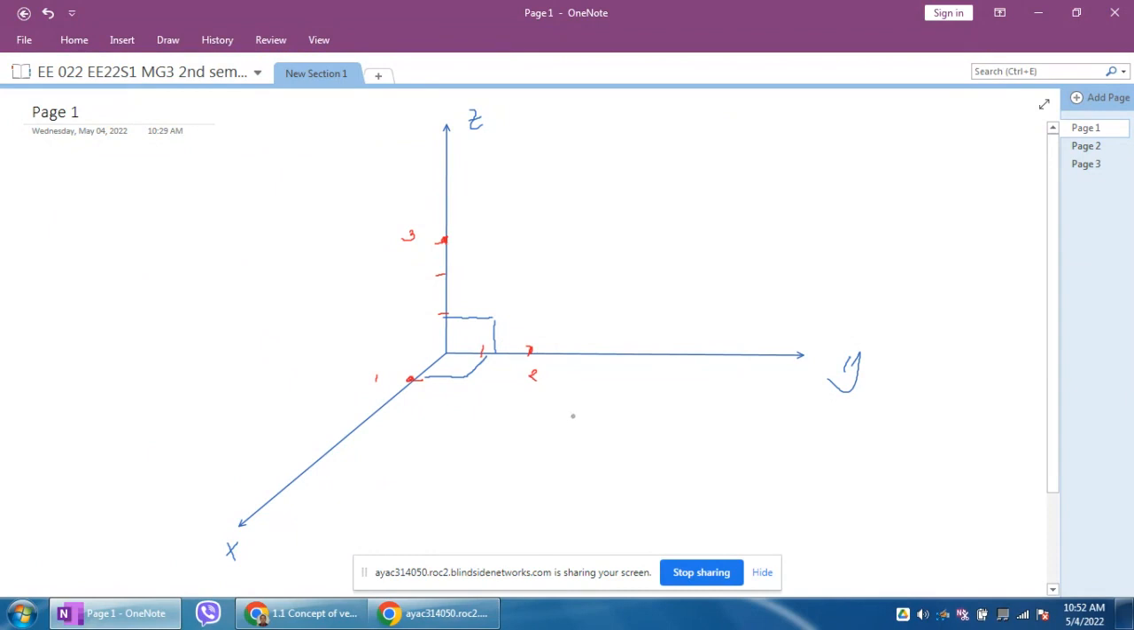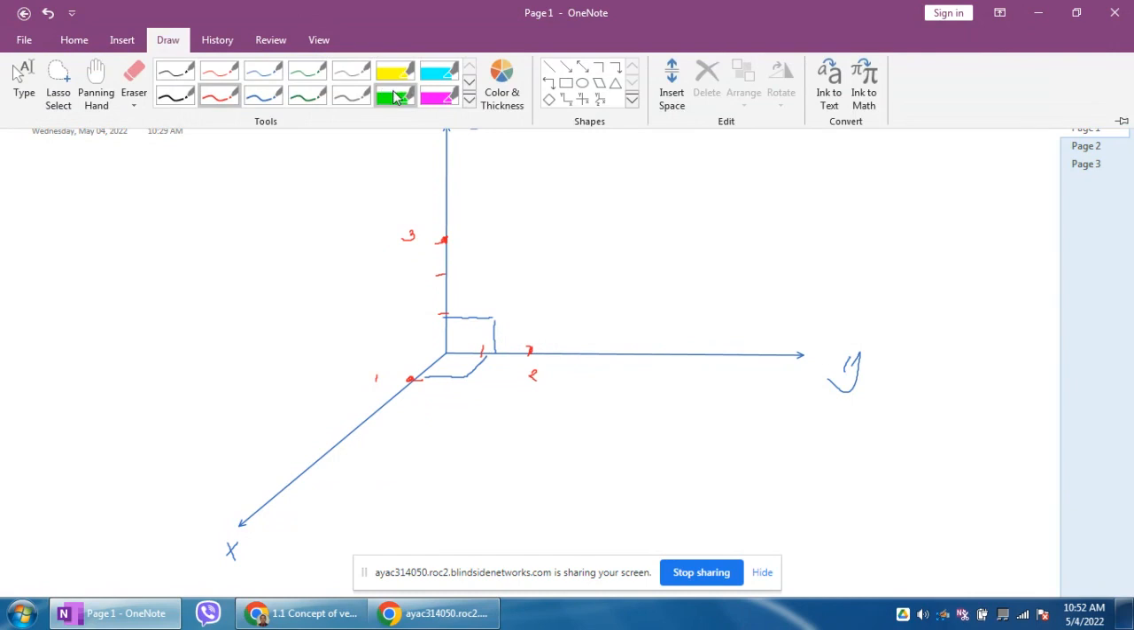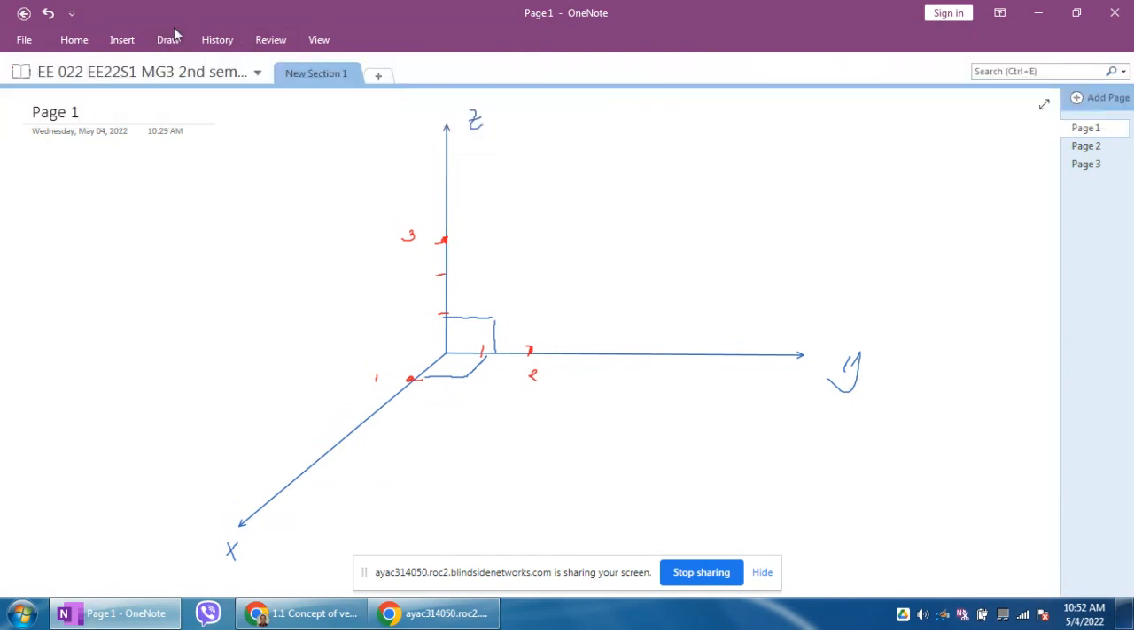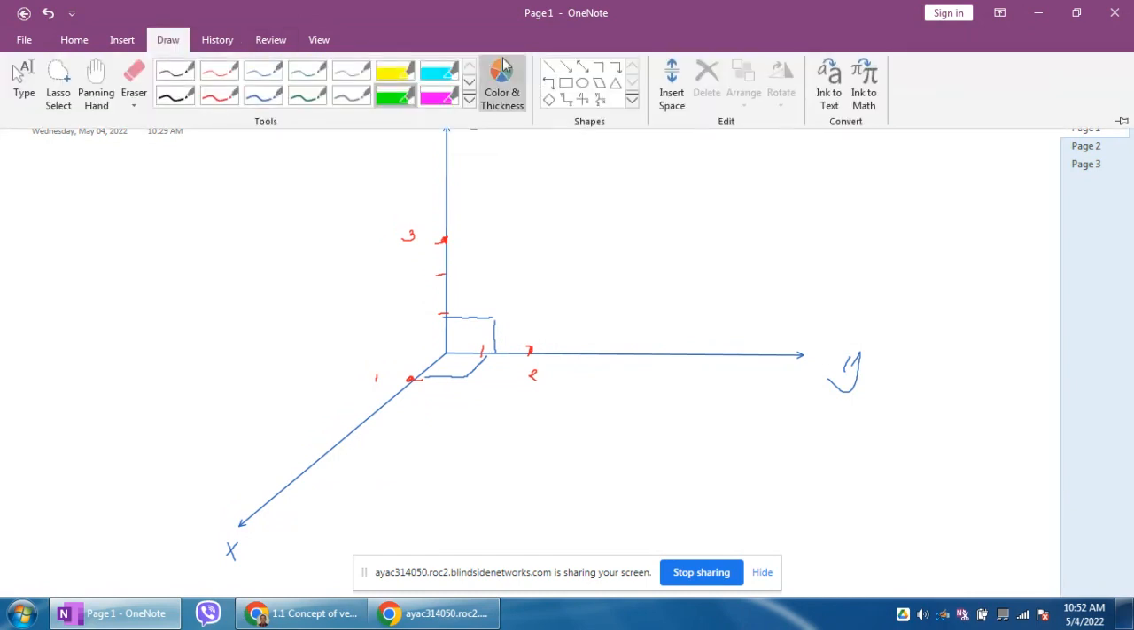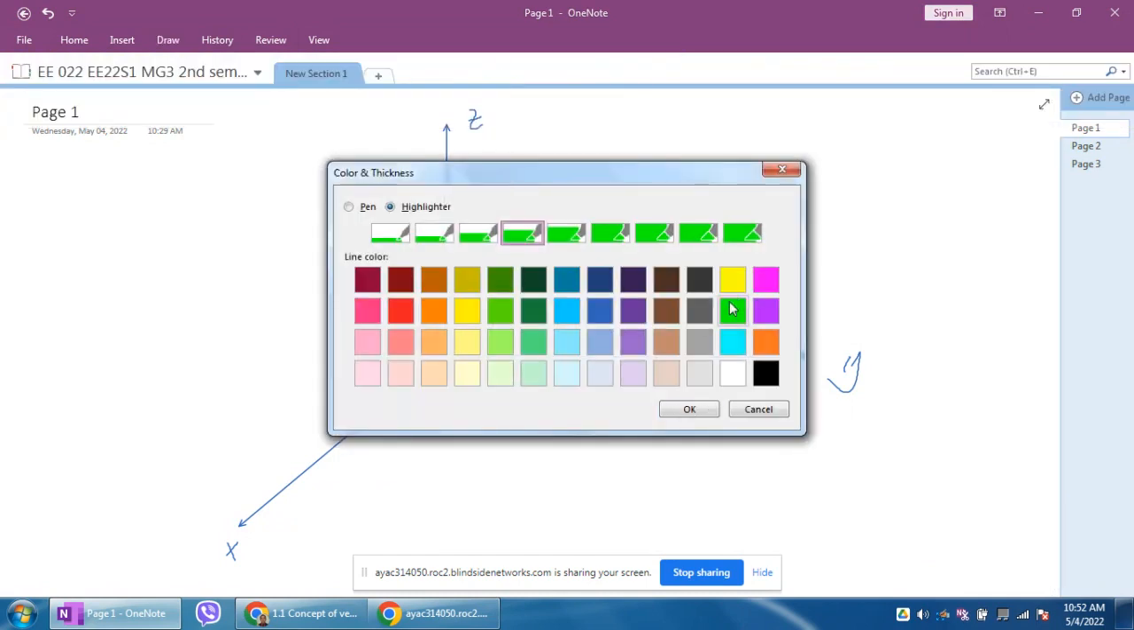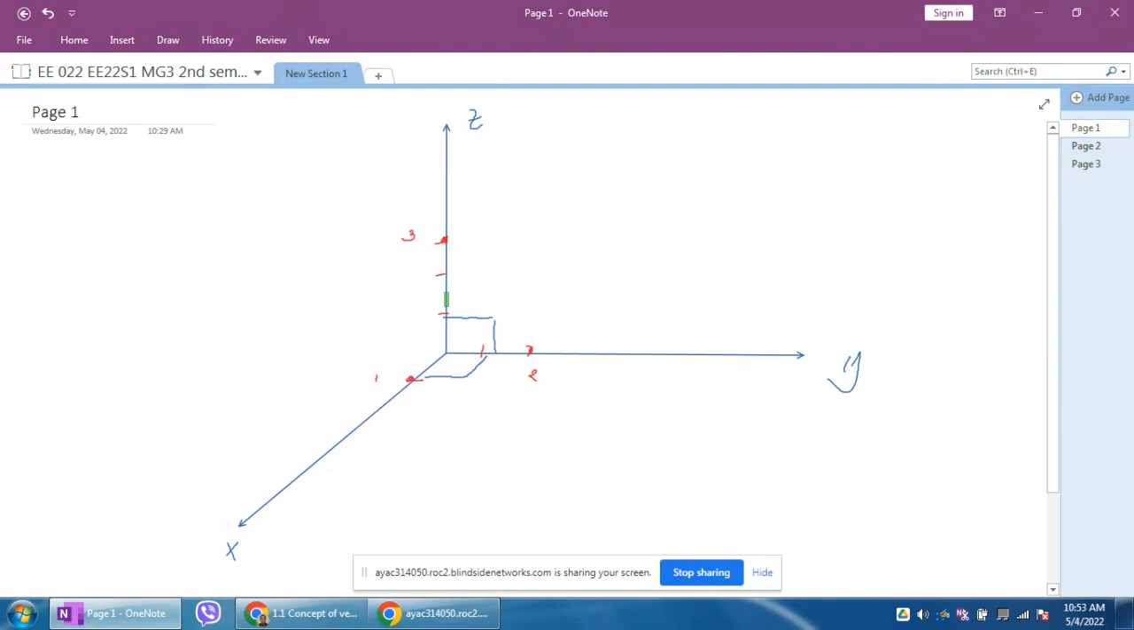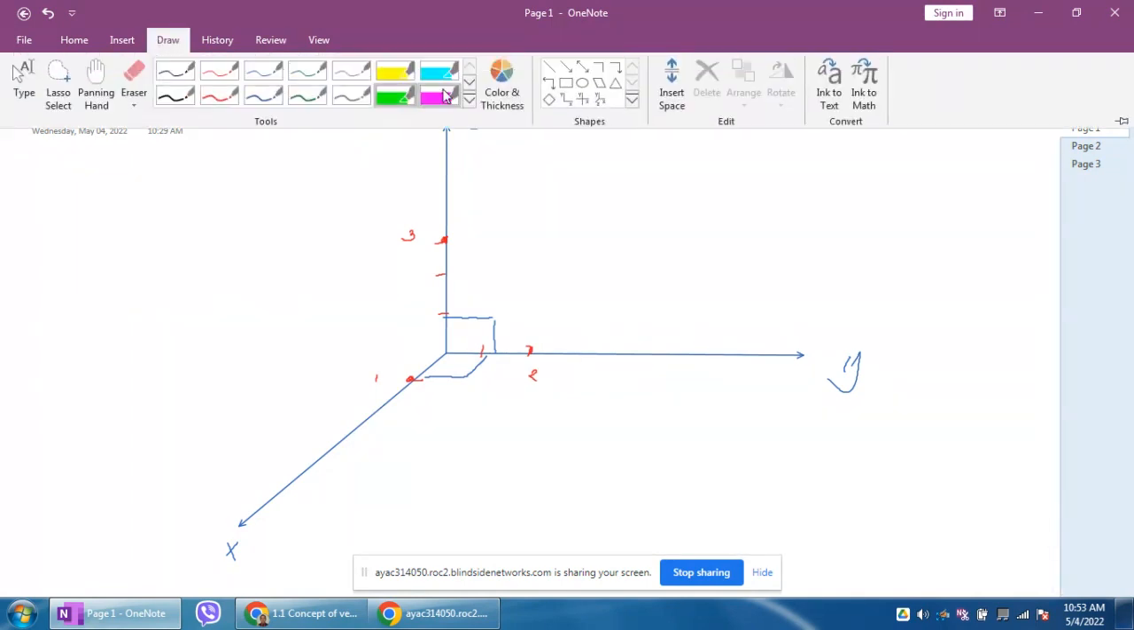Now, the first thing that we need to do para makuha po natin yung point P is we draw planes. So, unahin ko muna yung XY plane. I-drawing ko po yan. Gamit po ako ng ibang kulay. Let's use green. Green pen.